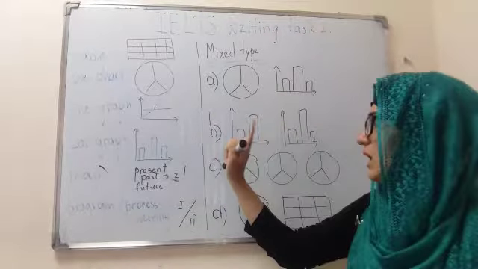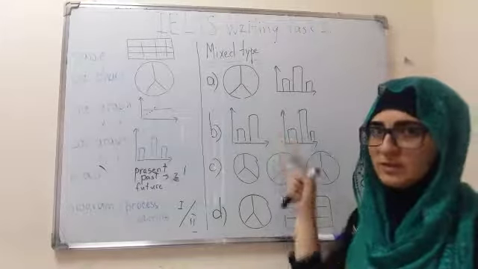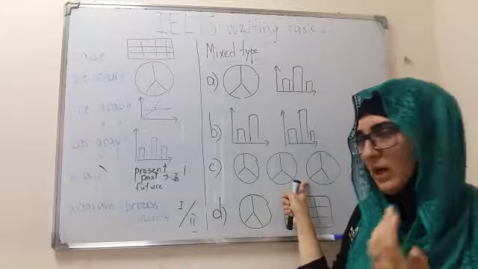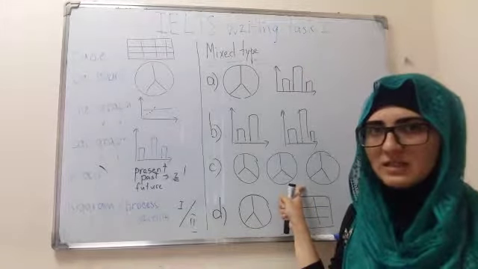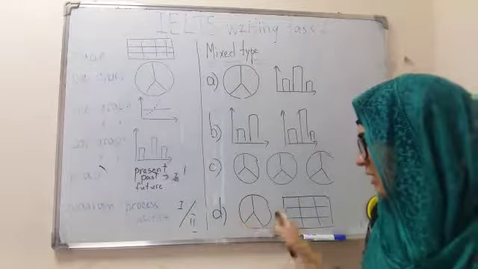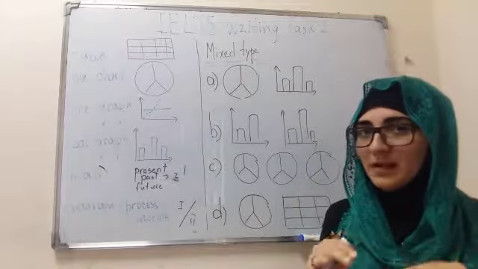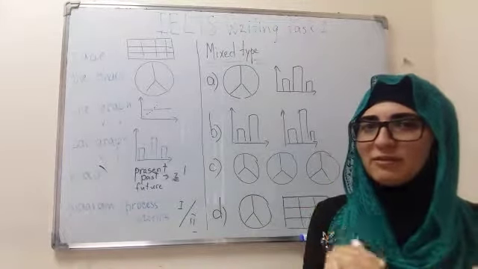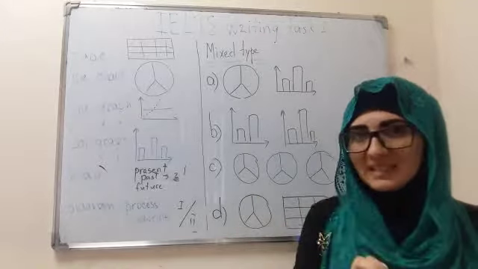This is mixed. We have two of the same type, two bar graphs. Sometimes we have three of the same graph, like here we have three pie charts. So this is also mixed type. Sometimes we have a pie chart and table. It doesn't matter, at least two of the same or different types of graphs, that is called mixed type.